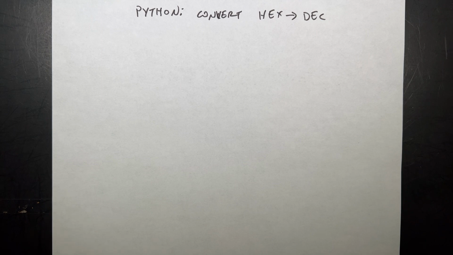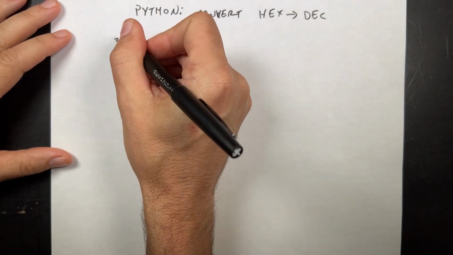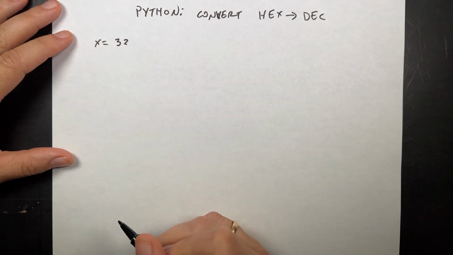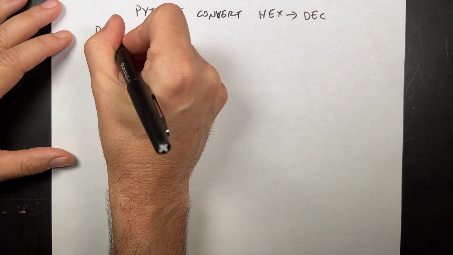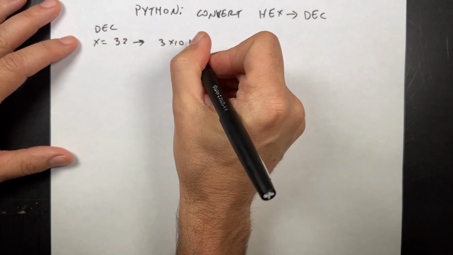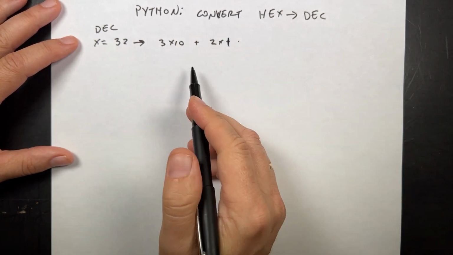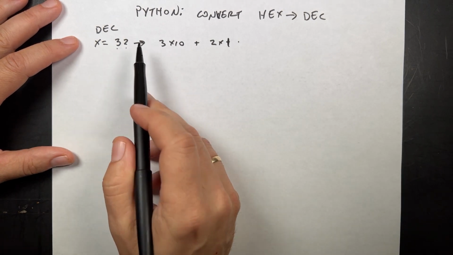So, reminder, what is a decimal number? If I have the number 32, x equals 32 in decimal, let's write it as DEC. This really means 3 times 10 plus 2 times 1. And so that's the tens place, that's the ones place.